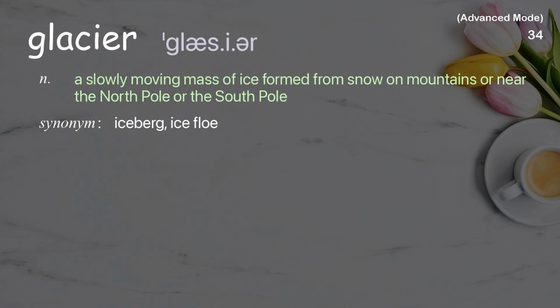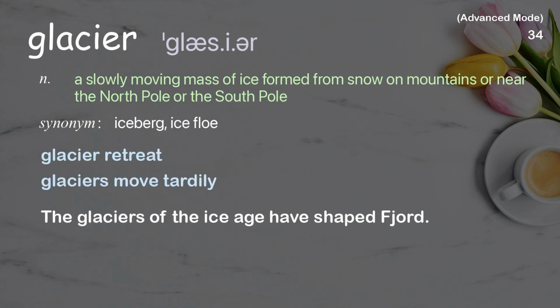Glacier. A slowly moving mass of ice formed from snow on mountains or near the North Pole or the South Pole. Examples. Glacier retreat. Glaciers move tardily. The glaciers of the Ice Age have shaped fjord.